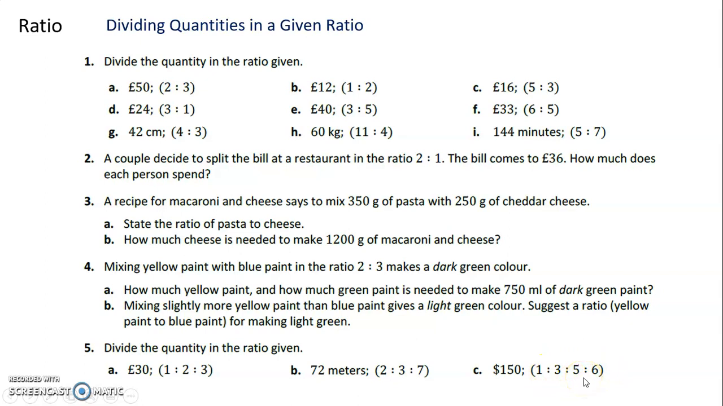Now the example we did on the triangle in the last question, that was a 3-part ratio because we had 3 angles. So you're just going to need to have 3 different sections to your bar model for each different part of the ratio. So if you pause the video now and have a go at questions 1 to 5, showing full working in your book.